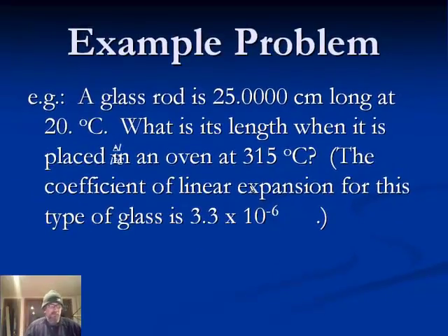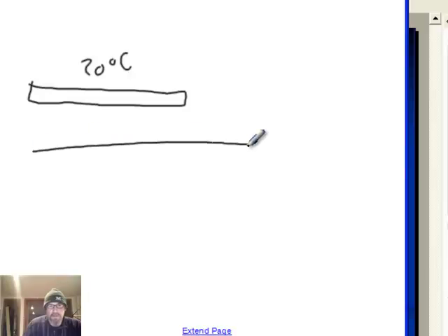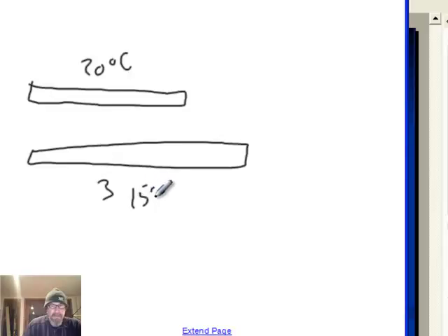Well, here's an example that you could solve using the coefficient of linear expansion. You have a glass rod, its length is given, the temperature is given, a new temperature is given, hotter temp, and the coefficient of linear expansion is given, and the question is, what is its length? So here's the glass rod at 20 degrees C, and then it's going to go in an oven, and when its temperature heats up to 315 degrees C, it's going to get longer by some length delta L.